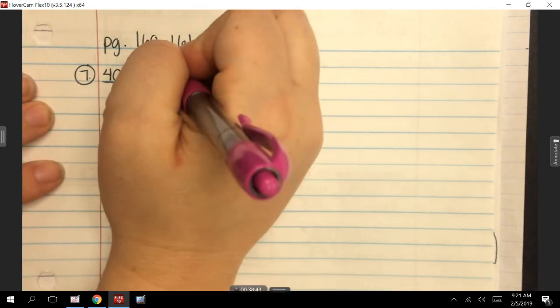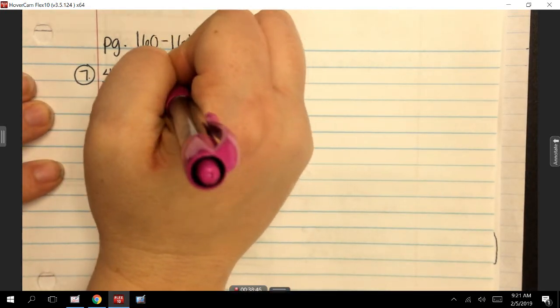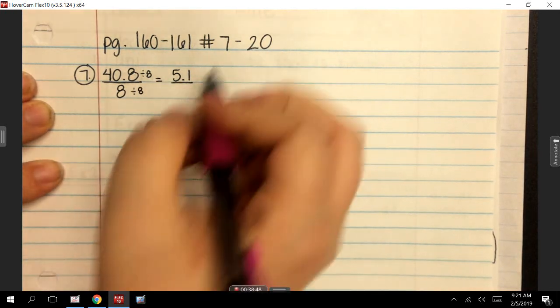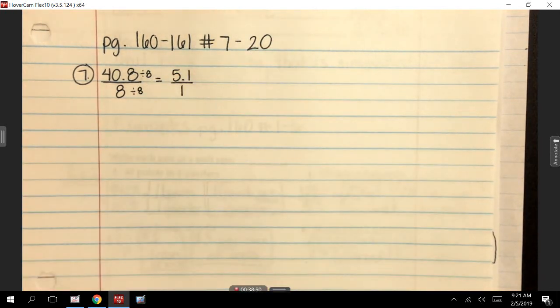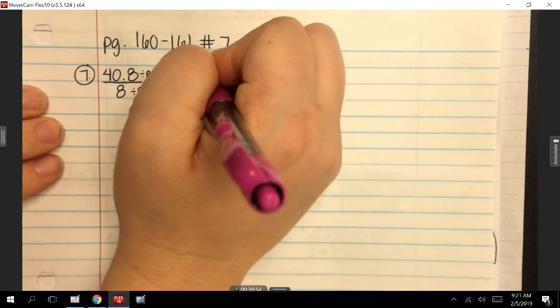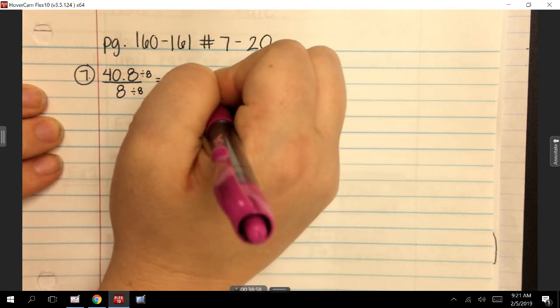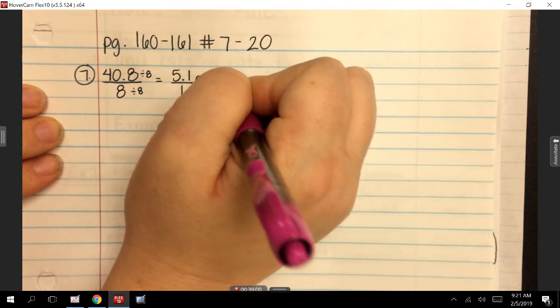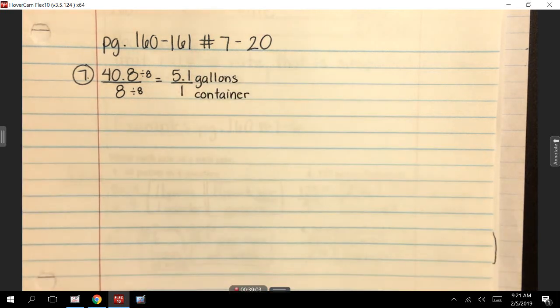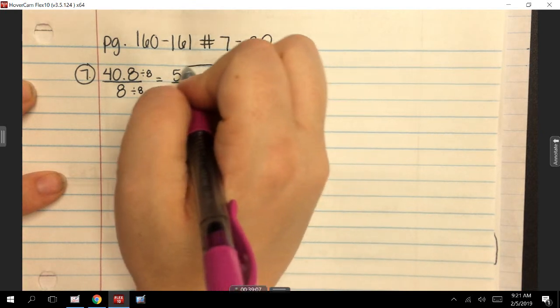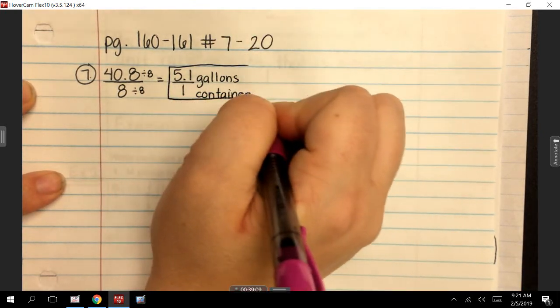Lock? 5.1 over 1. And we do need that 1 on the bottom. What am I going to write with my top number? Tanner? Gallons. And with the bottom? Container. And you did what I did. We don't have to put an S. If you put it, it's not a big deal. I'm not going to be mad, okay? Obviously, I have trouble with that. So I got 5.1 gallons over 1 container.